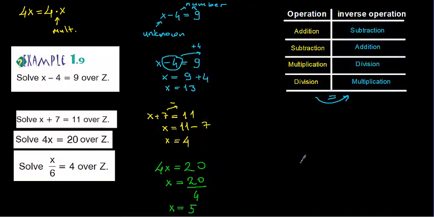Okay, the last one is x over 6 is equal to 4. Now 6 goes to the other side and the operation is division. The inverse of division is multiplication. So when 6 goes to the other side, it's going to be multiplied. x is equal to 4 times 6, and x is equal to 24.